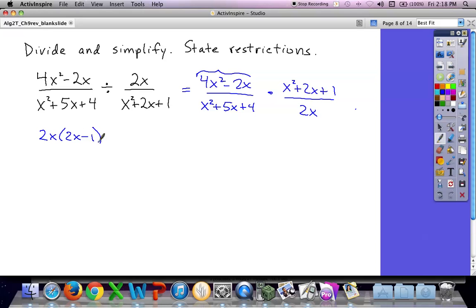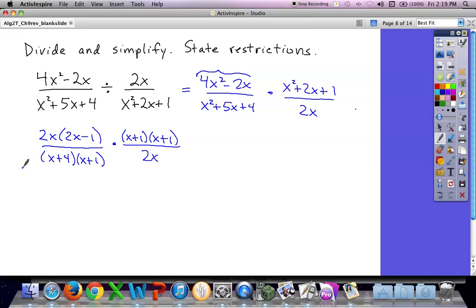Right? And the denominator? X plus 4 times x plus 1. Okay, times the numerator, x plus 1 times x plus 1 or x plus 1 squared. I'm going to write it like x plus 1, x plus 1. Easier for canceling. Okay. Yeah, yes, that's what I'm thinking.